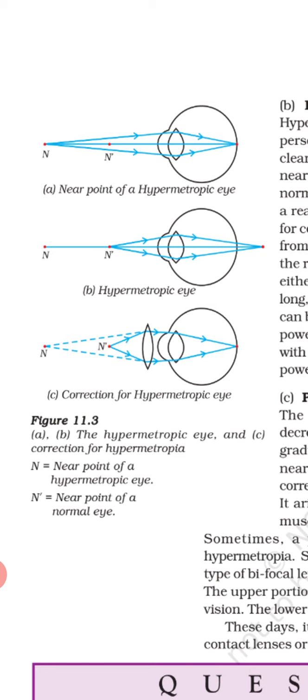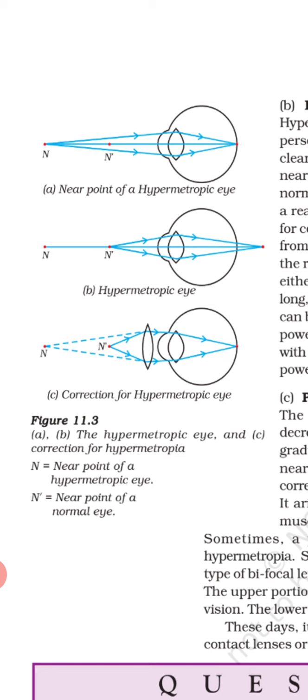Okay, so how can we correct it? By using a convex lens. When we put a convex lens in front of this normal eye lens, the diverging rays of light coming from the object are first converged by the convex lens. Due to this convex lens, they will form a virtual image of the nearby object at the near point. The rays of light now appear to come from this point, and they can be easily focused by the eye lens to form the image on the retina.